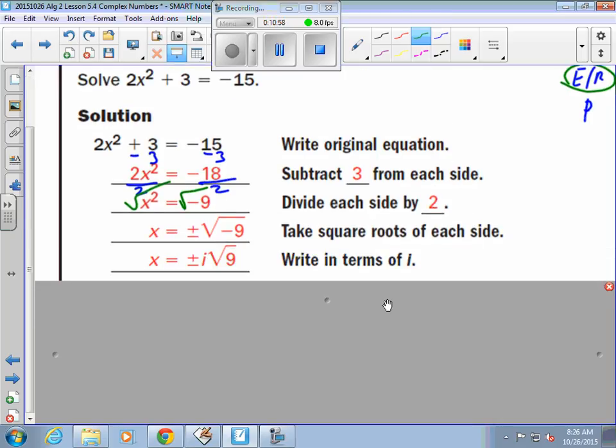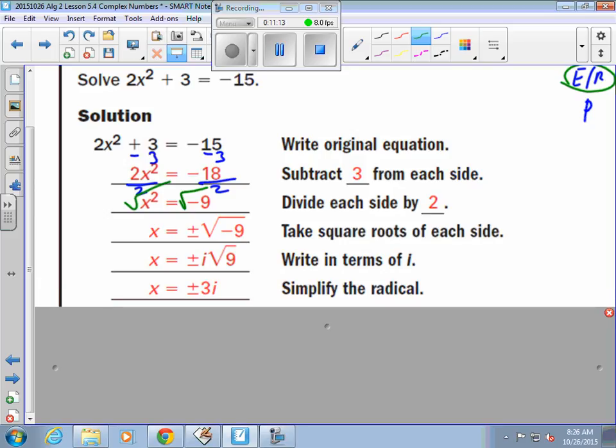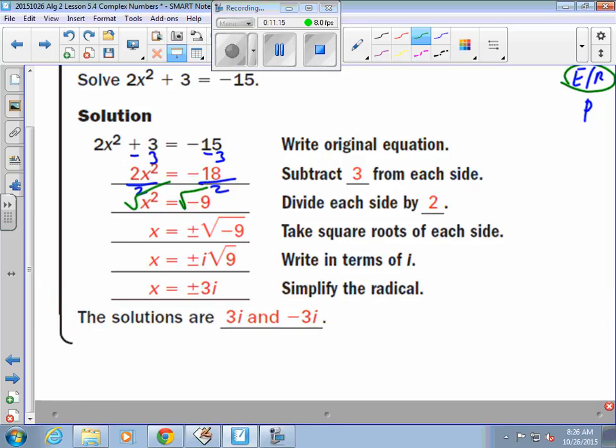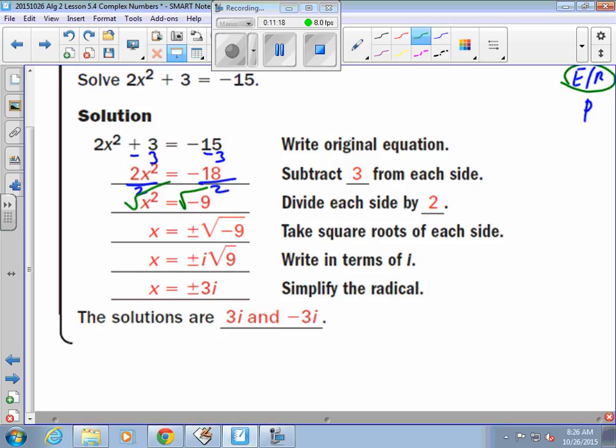So notice the only thing that changed from that line to the next line is the negative is outside of the radical, and it's multiplied by i, but it is still plus or minus i times the square root of 9. So we know what the square root of 9 is. It's 3. So we have plus or minus 3i. So the solutions are 3i and negative 3i. And all that is, is taking this symbol right here and separating it into two separate answers. Positive 3i, negative 3i.